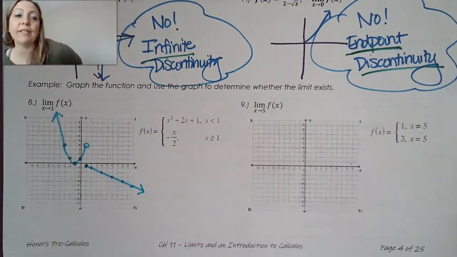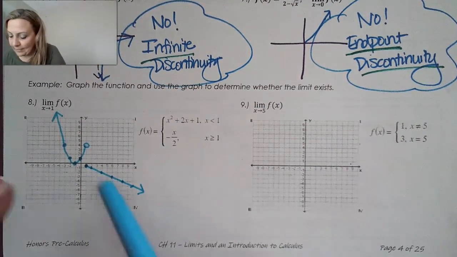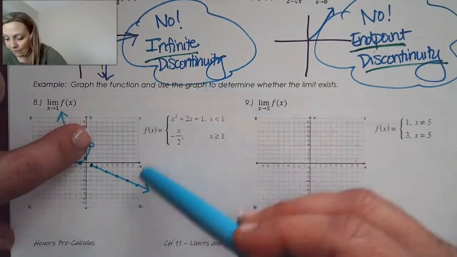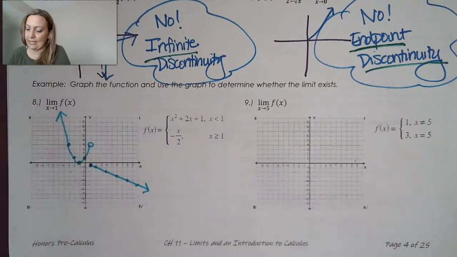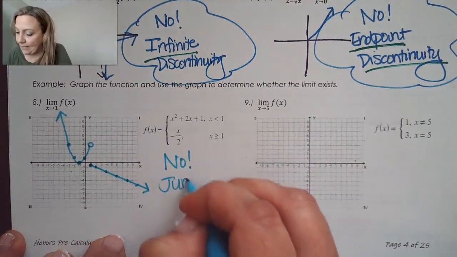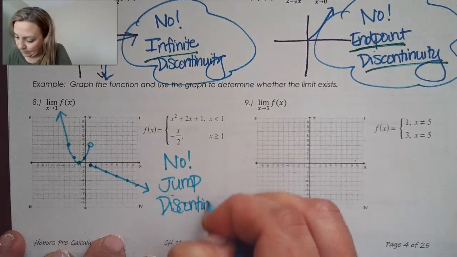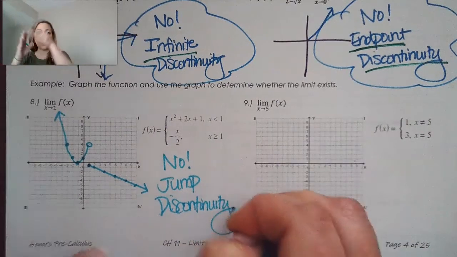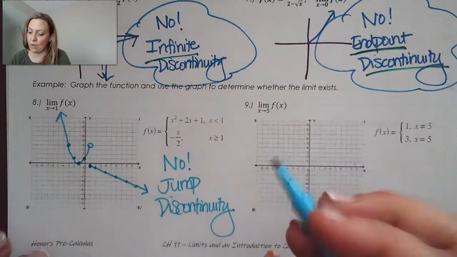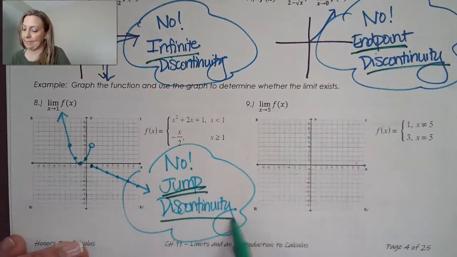And it wants to know if the limit exists as x approaches 1. We look at x equals 1 and notice from the left-hand side it's approaching 4. From the right-hand side it's approaching negative 1/2. That's a no. And we can see from the graph that that's going to be a jump discontinuity. Okay, because they're going towards different places. It's going to 4 and then it's jumping down to negative 1/2. So that would be a no because of the jump discontinuity.